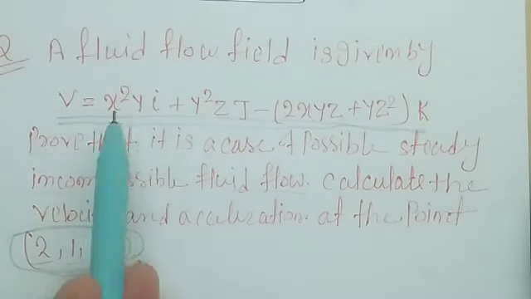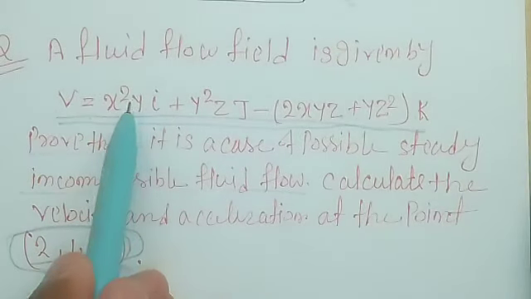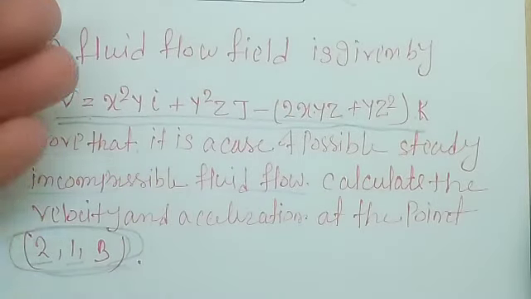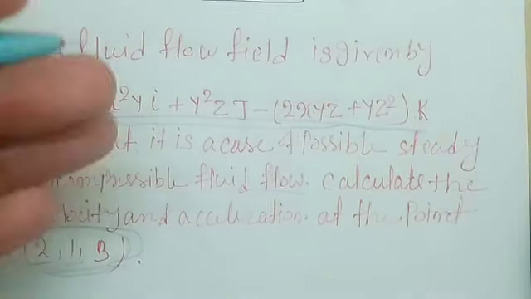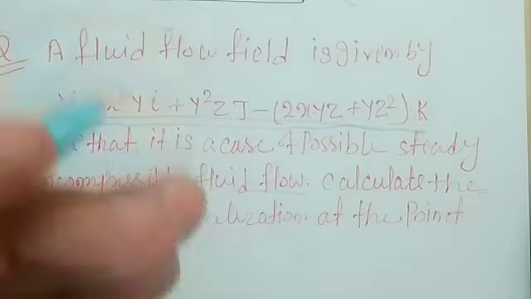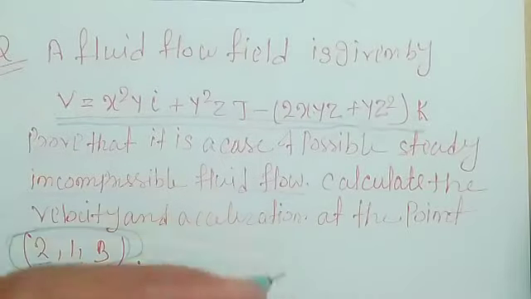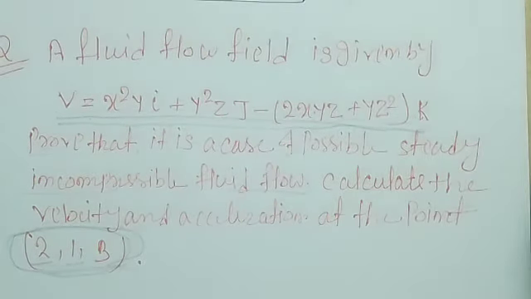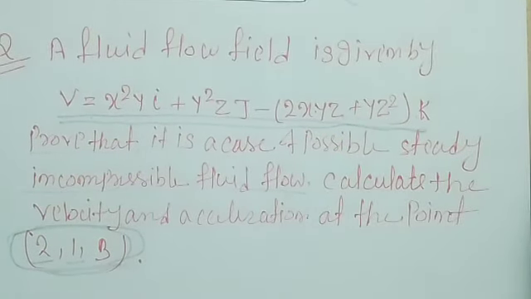So the velocity vector is given in 3 dimensions, that is in x, y and z. If the fluid is following the continuity equation, that is dou u by dou x plus dou v by dou y plus dou w by dou z is equal to 0, it means it is a case of possible fluid flow for a steady and incompressible flow, right? So now first of all, what we have to do is write down the given data.